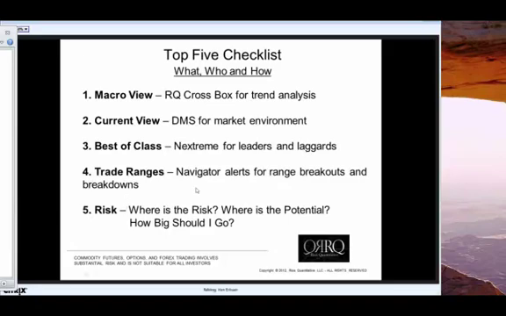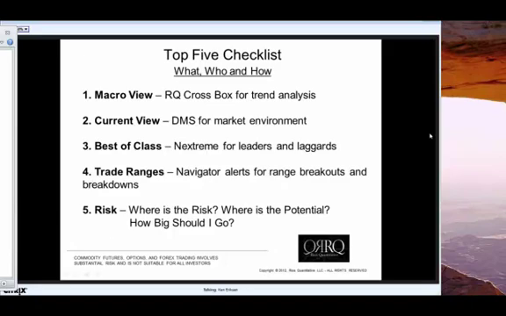Trade ranges, the navigator, giving us alerts that sometimes are somewhat annoying, but alerts anyway. And those alerts, when we pay attention to them, help us identify when we're experiencing a channel break, helping us marry together all of the other portions, the upside and downside information that Joe has posted. We experience a breakout or a breakdown, it's identified in the alert system. Is there an opportunity there? And then where's the risk, where's the potential, and how big should I go?